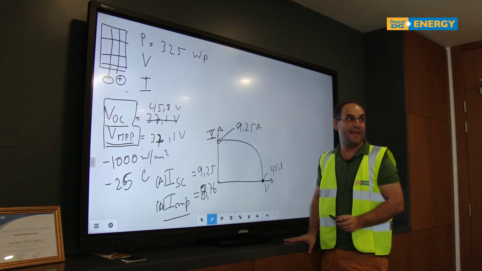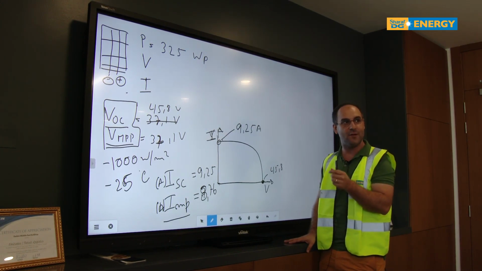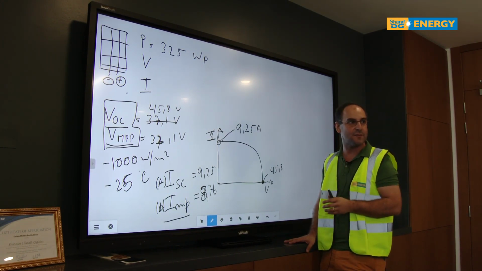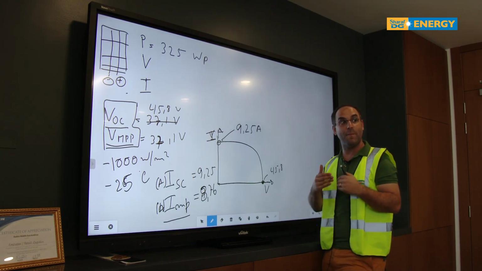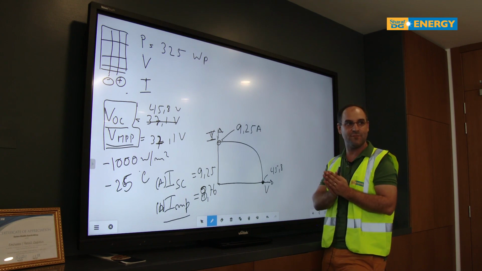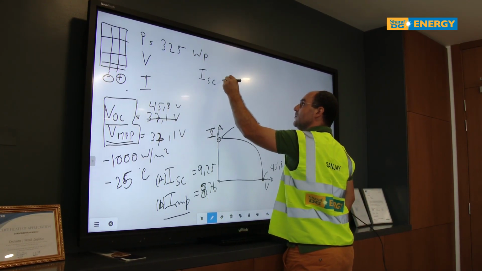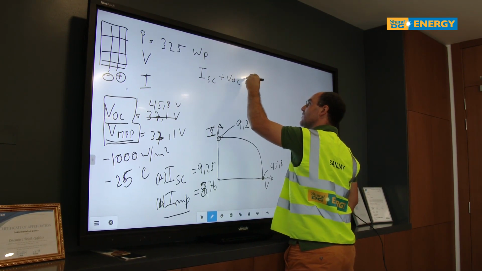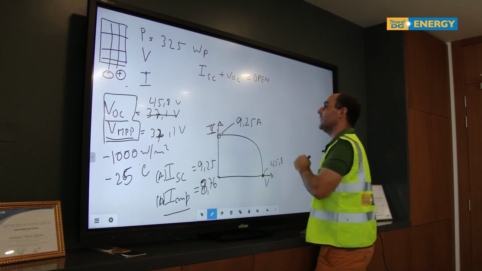Okay? And when you hear about something MP or IMP or VMP or anything else related to MP, it means that the circuit is operating. We have a closed circuit. All right? So to resume, ISC plus VOC refers to open circuit. Okay?